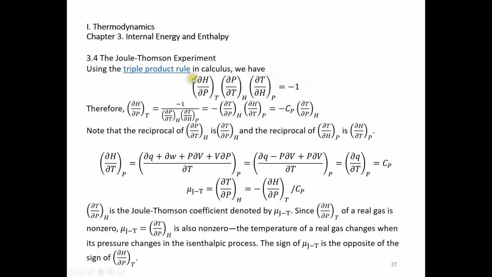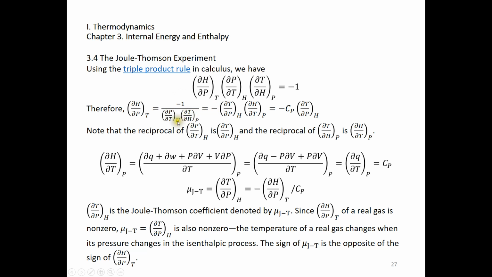And therefore, we can evaluate this delta h over delta p on a constant temperature condition. It's equal to -1 divided by these 2 terms. So I'm copying these 2 terms here. And now we keep this negative sign here, and then we flip this to be delta t over delta p. We flip this to be delta h over delta t.